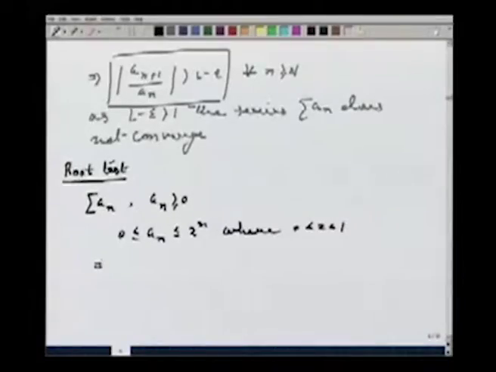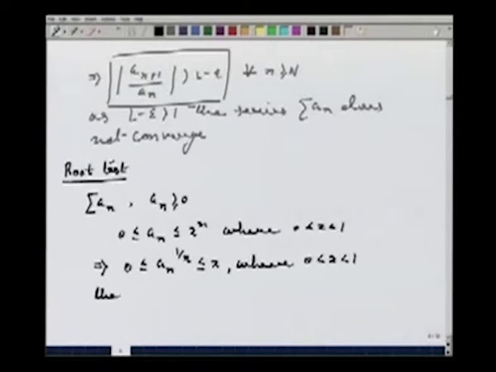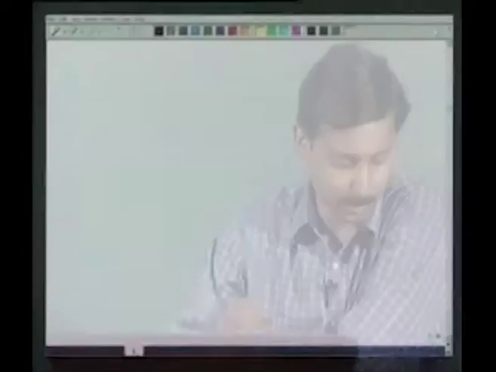This implies that if my condition was that 0 is less than or equal to a_n to the power 1 by n, which is less than or equal to x, where 0 < x < 1, then summation a_n converges. Because a_n to the power 1 by n being less than or equal to x would imply that a_n is less than or equal to x to the power n, and then I can compare. The root test is essentially the same thing written in a different language in terms of the limit. So let me first give you the statement.